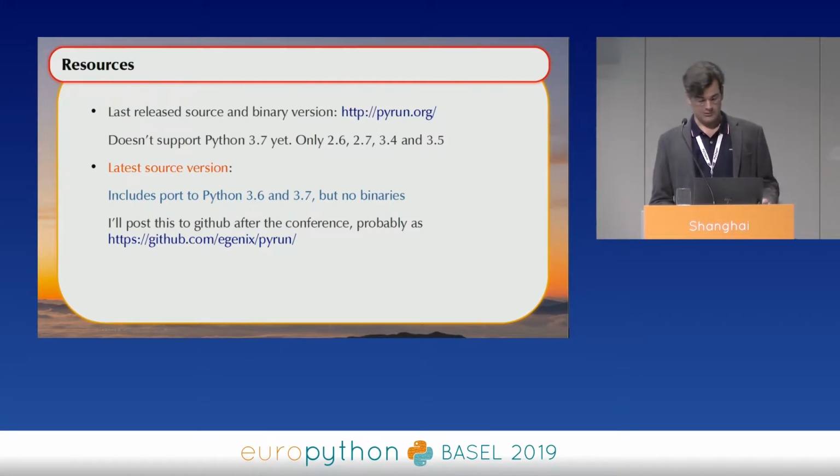Compiling it yourself is pretty easy. The package comes with a make file. It comes with some documentation. You just have to run make distribution, and then basically you're done. Everything should then be done for you, and then you can just pick up the release package of PyRun from the distribution directory, and then you can use that.